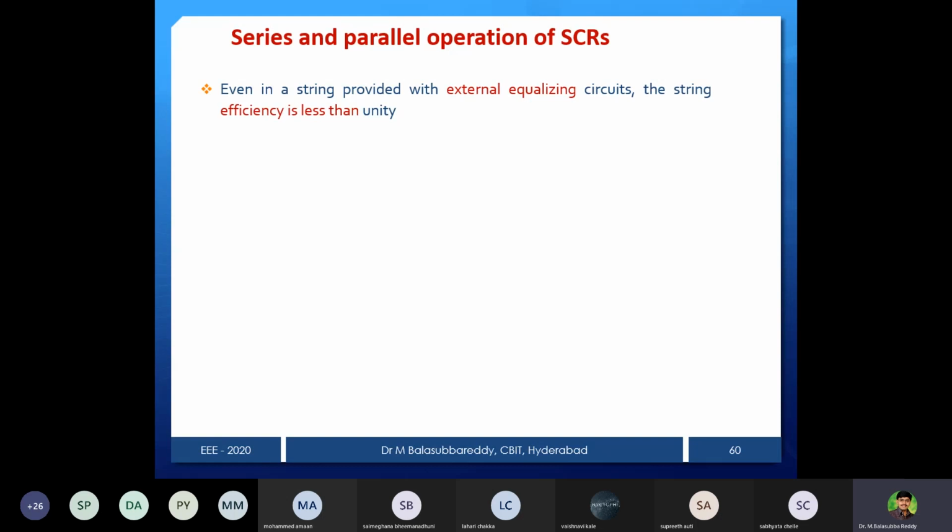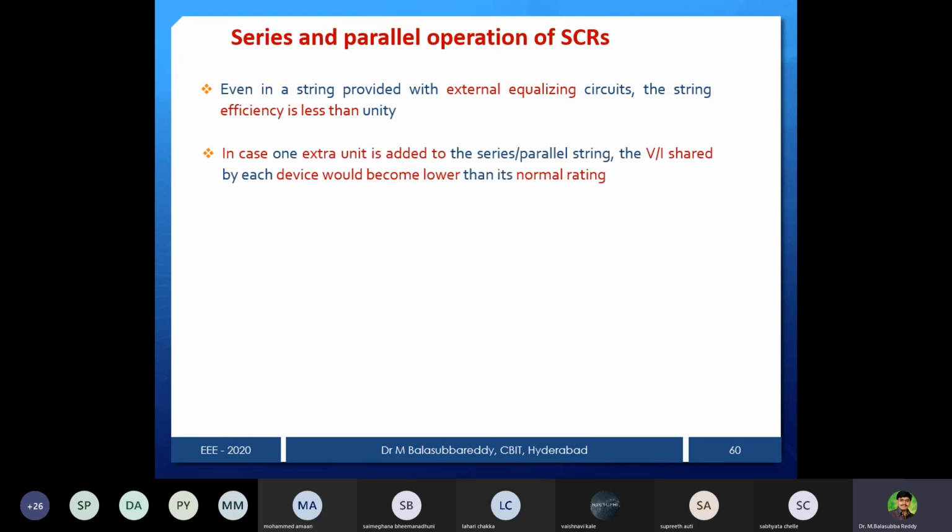Now, in a string provided with an external equalizing circuit, string efficiency is less than unity only. But to make it equal voltage sharing, you can see that one extra unit is added in the series or parallel string. Voltage or current shared by each device would become lower than its normal rating. Now, the use of an extra unit will certainly improve the reliability of the string. Obviously, the cost will increase.